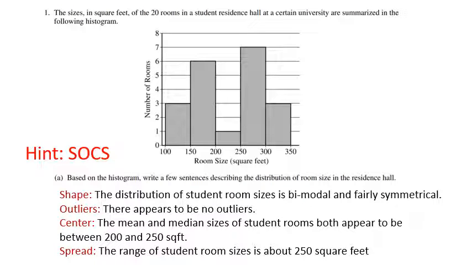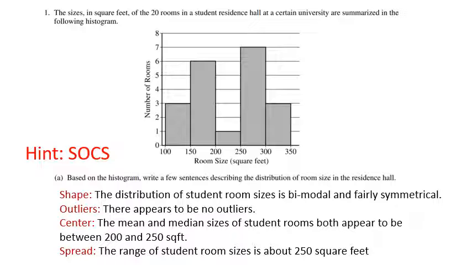All right, so the shape is bimodal, it has two peaks a little bit there. It's fairly symmetrical. There do not appear, from just looking at the distribution, to be any outliers. They're going to ask us to check that in a minute. The center, you could either say the mean or the median. Since it's symmetrical, the mean and the median are both pretty much in the middle. So either one of those would work.